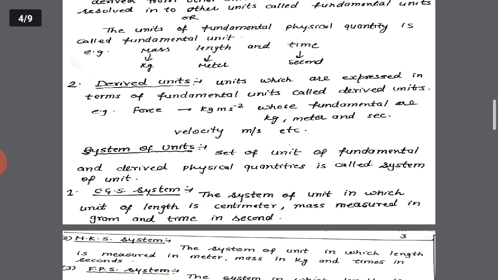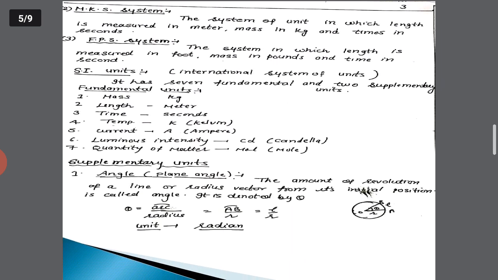Okay, let's move further. MKS system of units. The system of units in which length is measured in meter, mass in kilogram, and time in seconds. This I already discussed with you earlier also. FPS, the system in which length is measured in foot, mass in pounds, and time in seconds. FPS: foot, pound, and seconds. Now, these were earlier existing systems of units, and they can vary from place to place, or country to country.